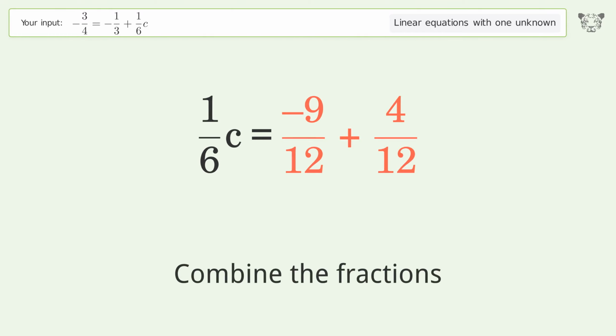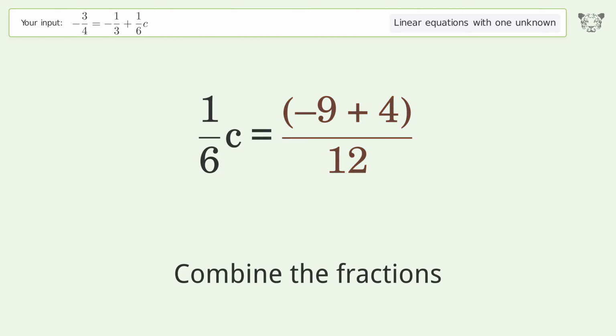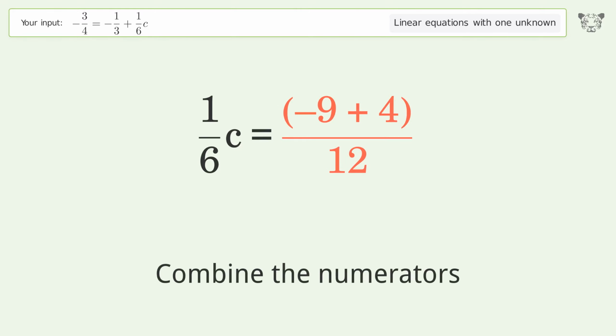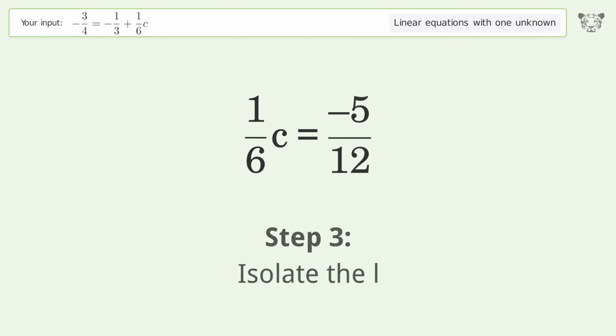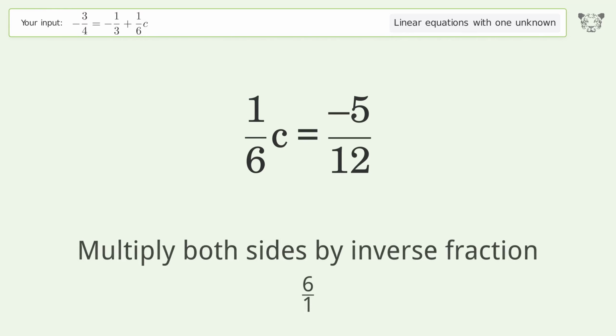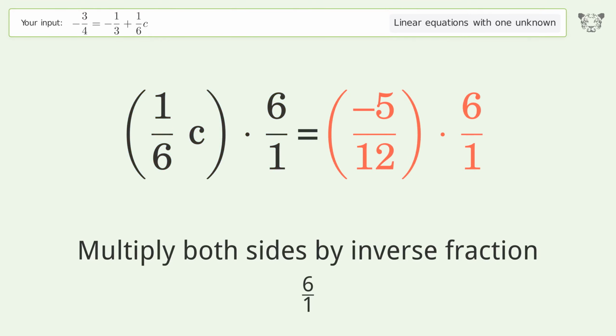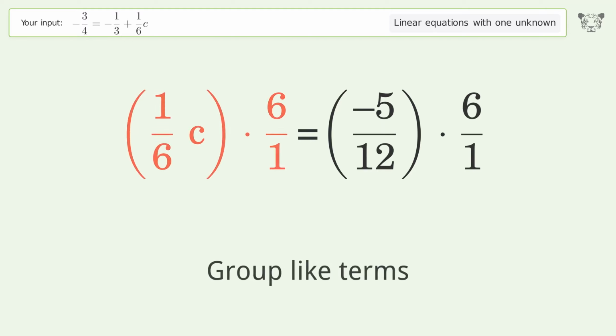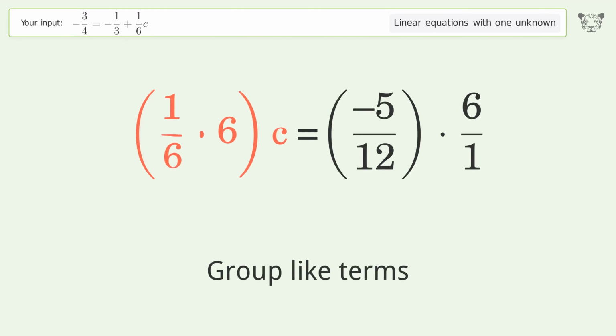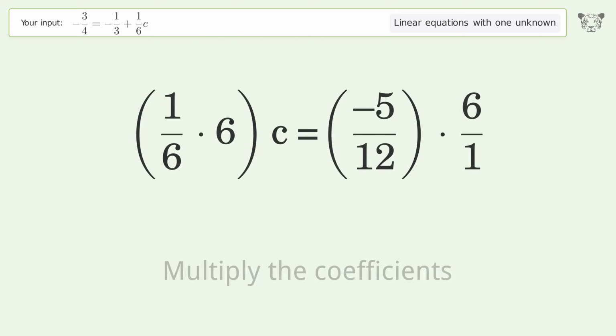Combine the fractions. Combine the numerators. Isolate the L. Multiply both sides by inverse fraction 6/1. Group like terms. Multiply the coefficients.